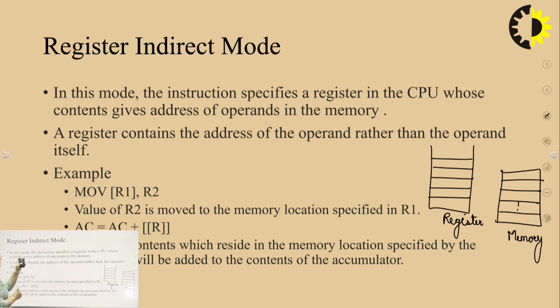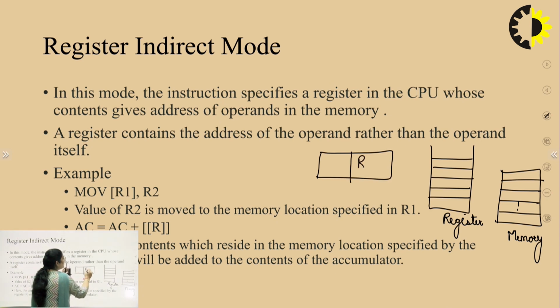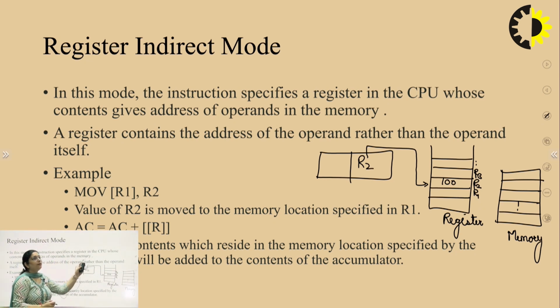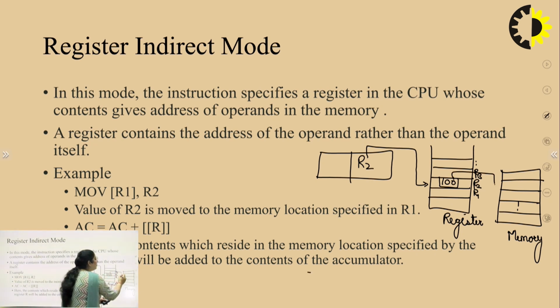The instruction, in its address part, specifies a register in the CPU. We will first go to the register stack, to register R2, let's say these were R1, R2, R3 and so on. We'll check the value of its content, which gives the address of the operand in the memory. So we go to register R2 and check whatever value is lying there. This is not the operand. This is the address of the memory location where my actual data is.